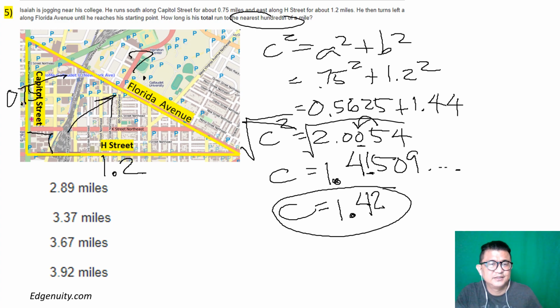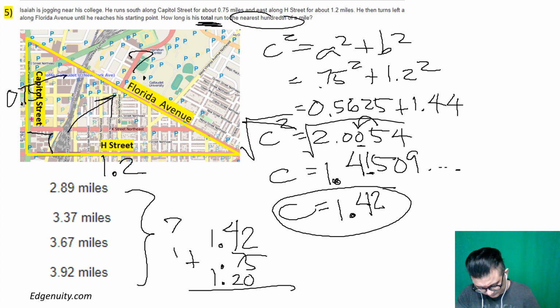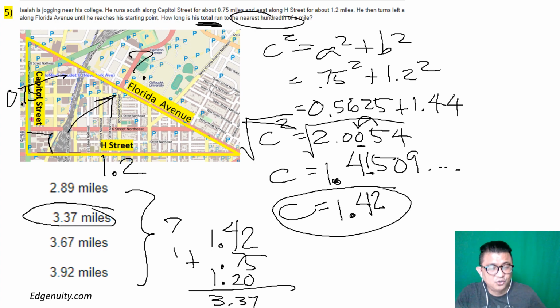It ends there. Okay, but is that in the choice? No, not yet, because we want to know the total run. So what do we do? 1.42 plus 0.75 plus 1.2. Okay, add them up. 1.42 plus 0.75 plus 1.2 gives me 3.37. So that is your answer, 3.37 miles all around.